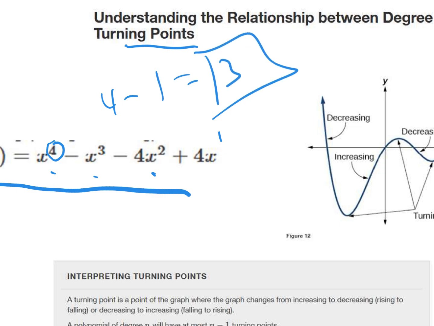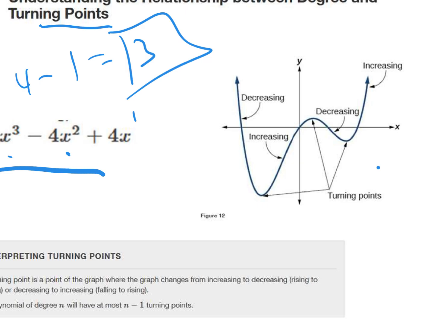3 turning points. And if you look at the graph, a turning point happens when it went from decreasing to increasing. That's a turning point. From increasing to decreasing. It's always from left to right. Turning point. From decreasing to increasing. Turning point. 3 turning points.